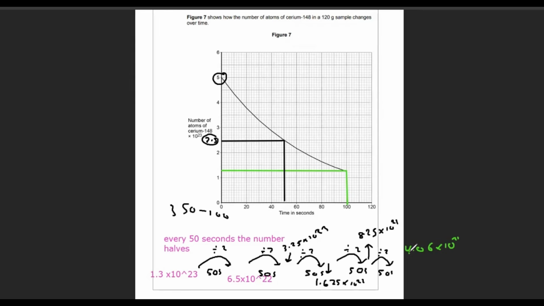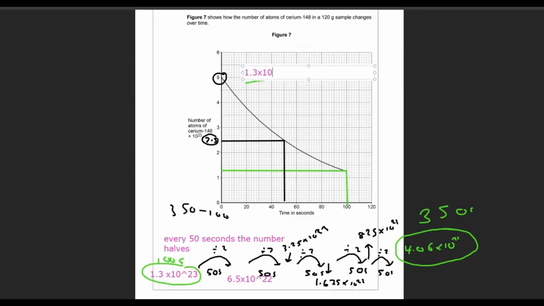That was actually a really hard question. You had to calculate the half-life first and then work out how many decays it will have gone through, how many times it would have halved to find the final amount of atoms at 350 seconds. So at 350 seconds, it's going to have 4.06 times 10 to the 21. At 100 seconds, it has 1.3 times 10 to the 23. So what we need to do is divide both by the smallest to get into the ratio.